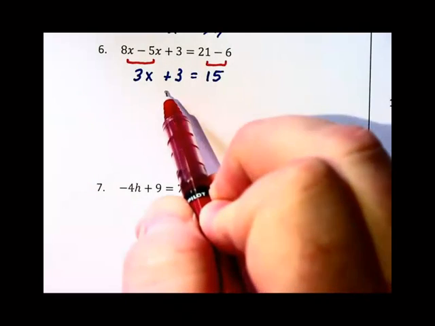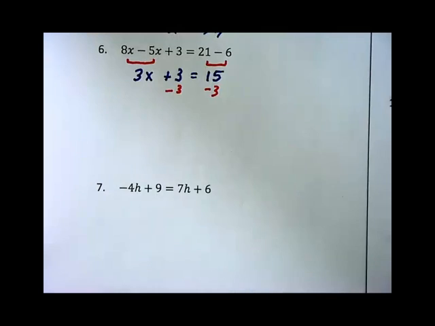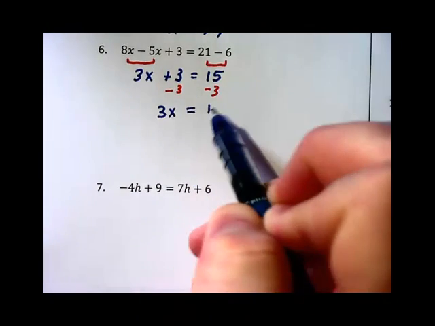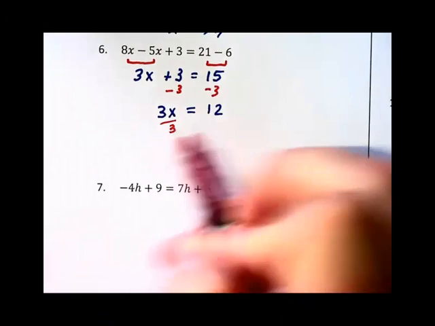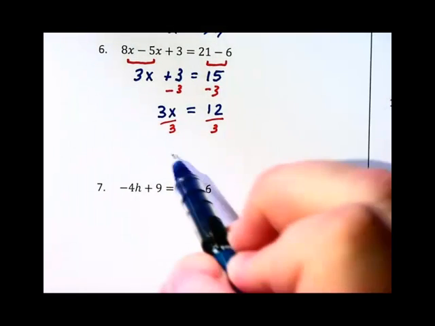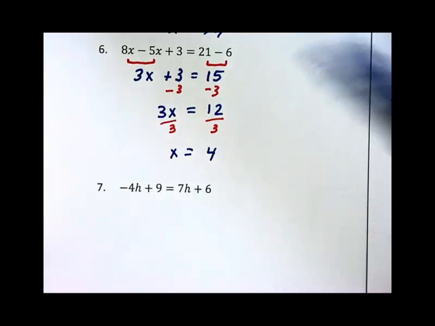We're going to undo the addition of 3 by subtracting 3 on each side. That will give us 3x is equal to 12. And then in the process of dividing by 3 on each side of the equation, we will then have our solution, x is equal to 4, which we can check.